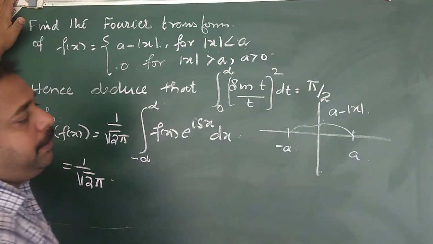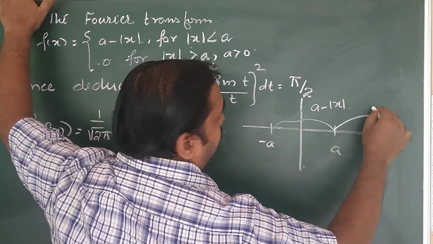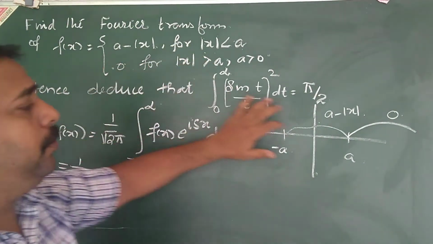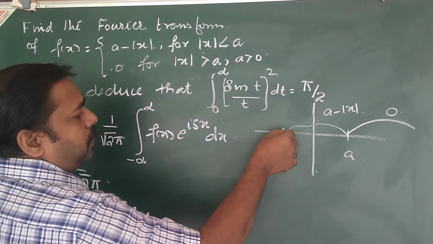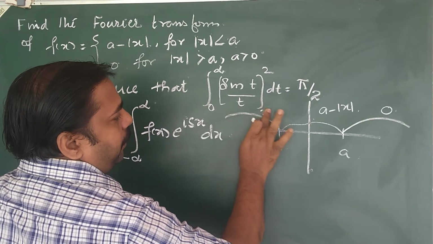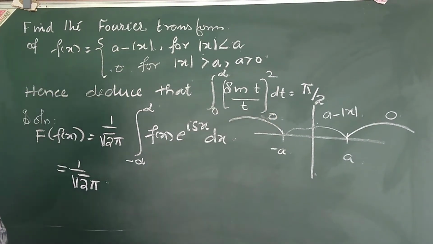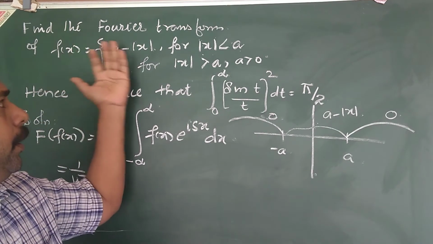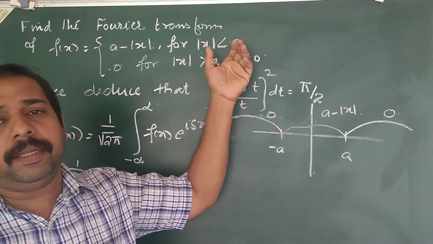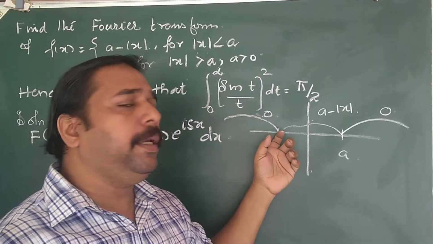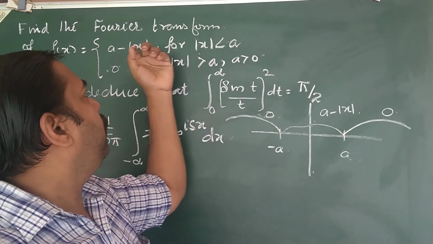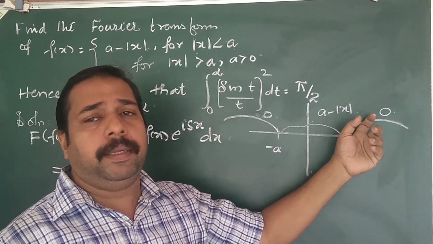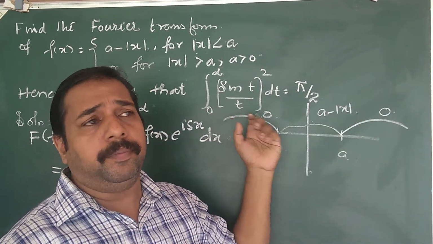And for mod x greater than a, that means x greater than a, the value is equal to 0, as well as for x less than minus a, that value is equal to 0. So these are the values given in our question. That is, f of x is equal to a minus mod x for mod x less than a. What is modulus x less than a? In between minus a and plus a, the value is a minus mod x. And for mod x greater than a, that is x greater than a and x less than minus a, the value is 0.